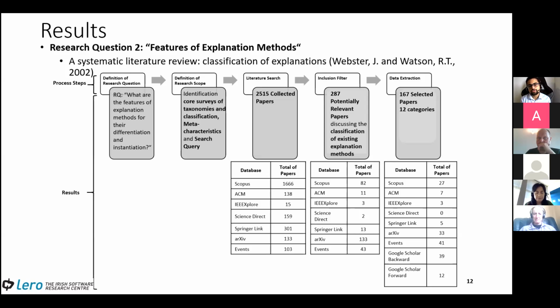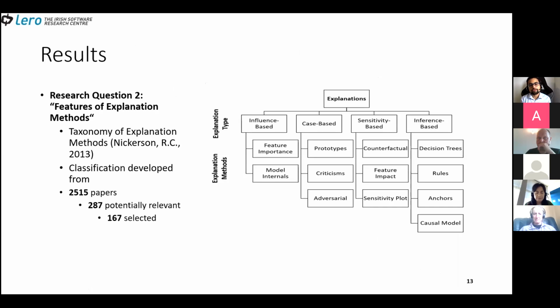So based on those papers and following the methodology for taxonomy development from Nickerson, first I have identified 4 core categories which are used for mapping explanation methods, such as influence, case, sensitivity, and inference-based categories. Then after analyzing the 167 papers, I came up with 12 explanation methods, which are illustrated in this taxonomy.